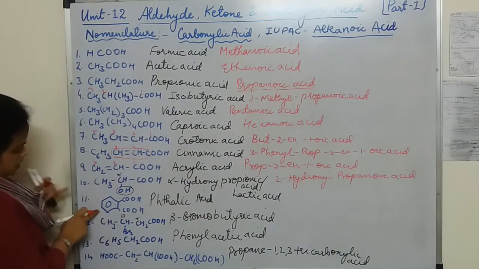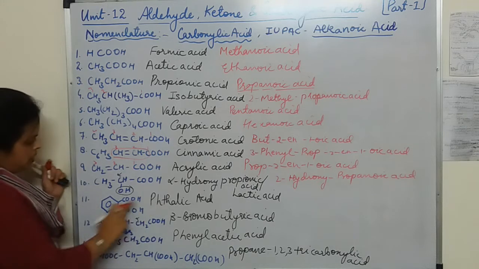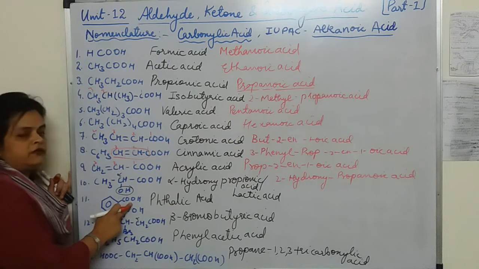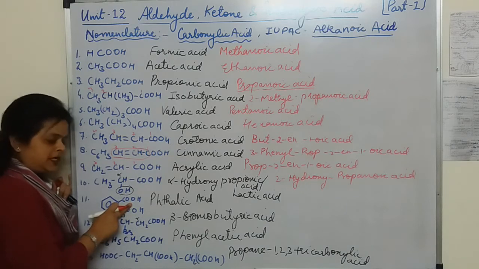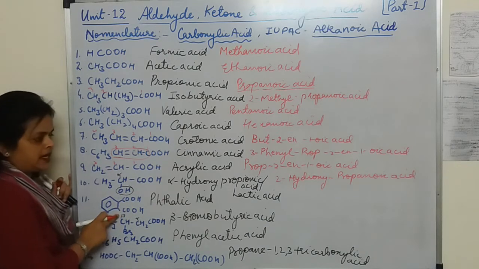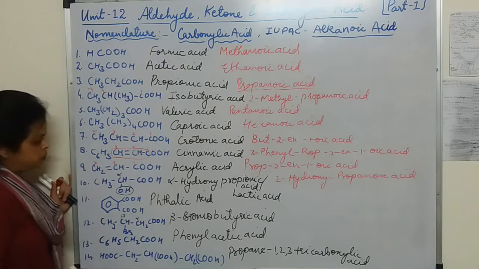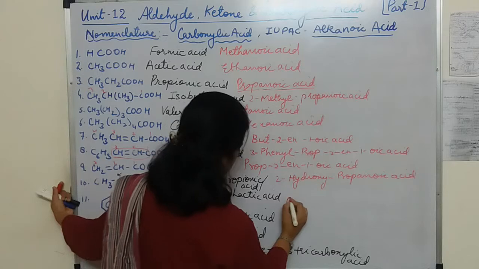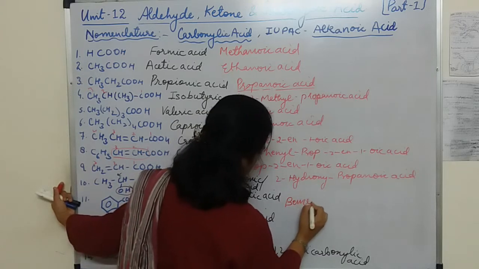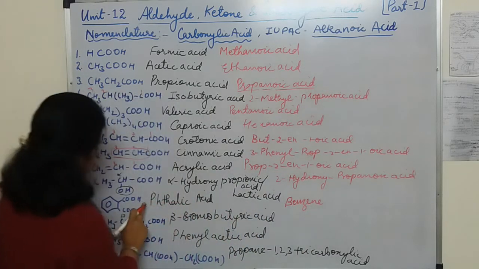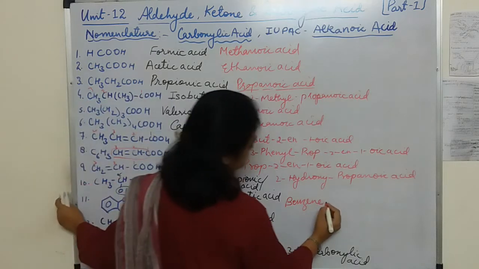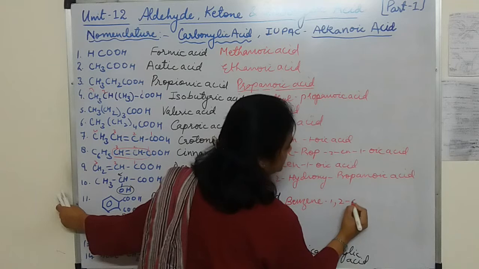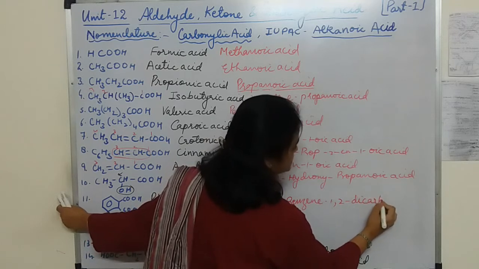Okay, now this is phthalic acid. If you have to write the IUPAC name, it is benzene, and I have already told you when we are writing COOH separately that it will be 1,2-dioic acid. So you can write it like this: benzene-1,2-dicarboxylic acid.